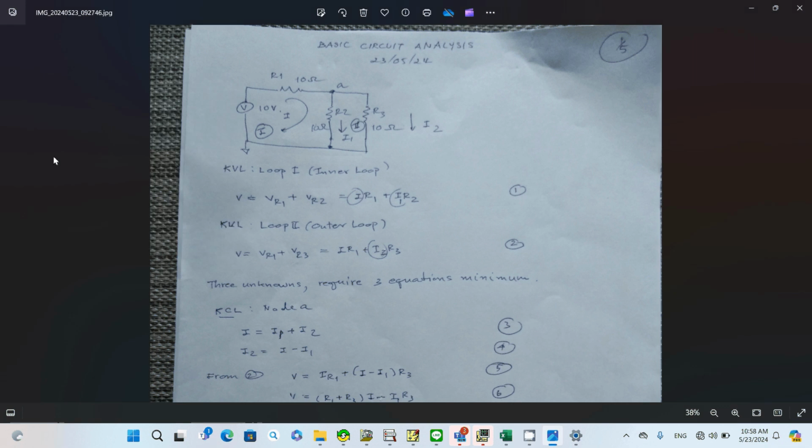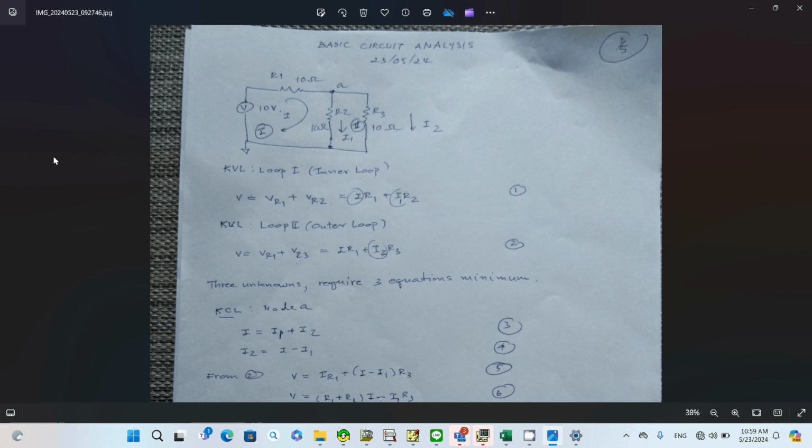Hi everybody, let's do our basic circuit analysis for today. This is not a very complicated circuit, but we will use the basic background to analyze and solve problems.